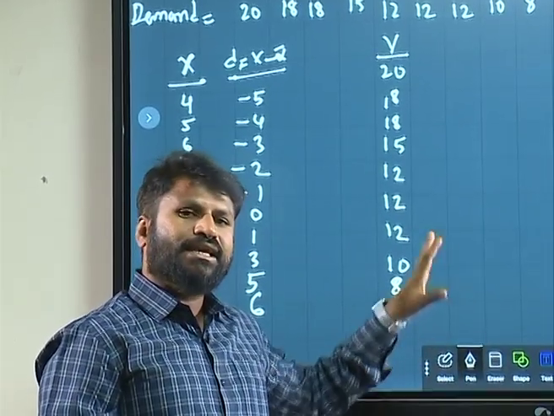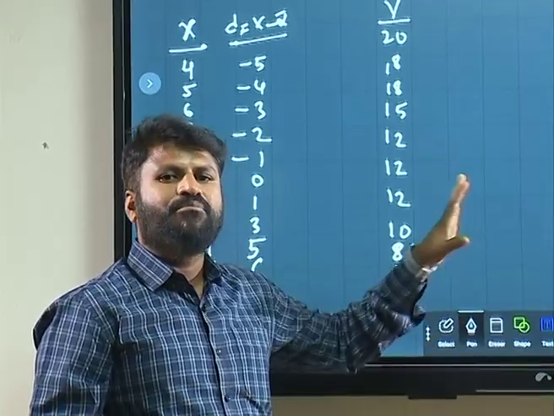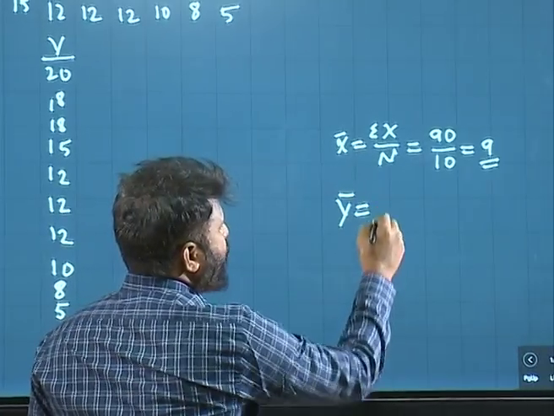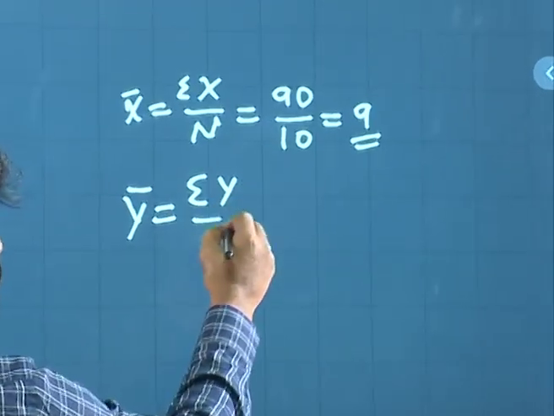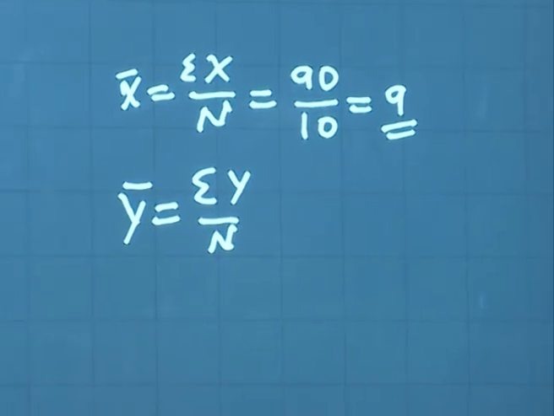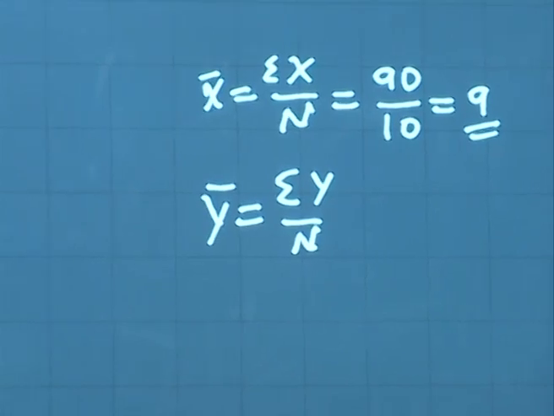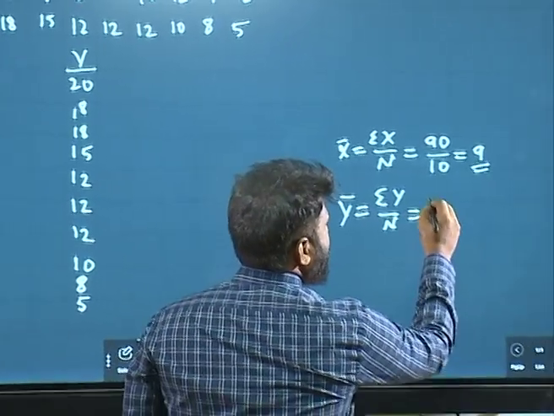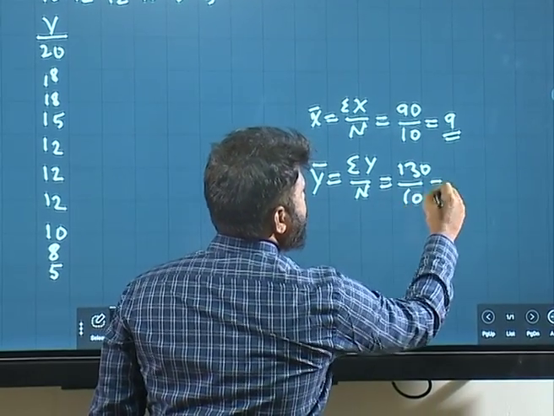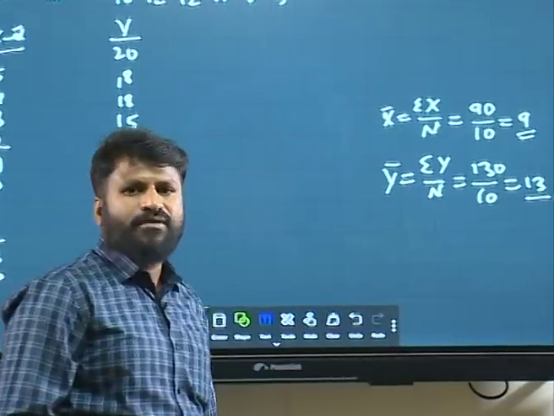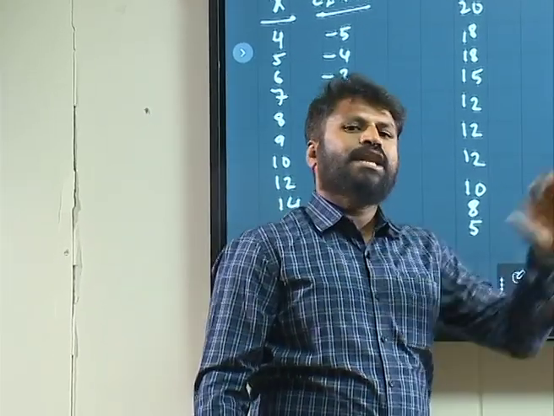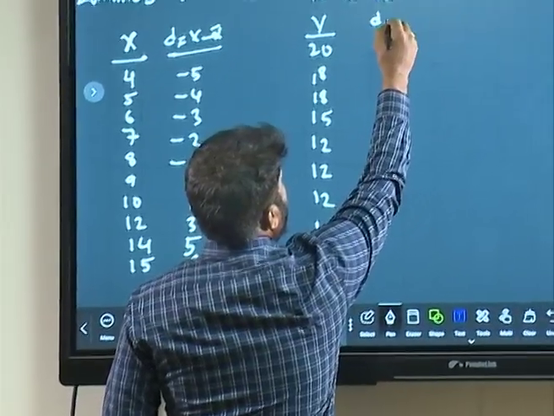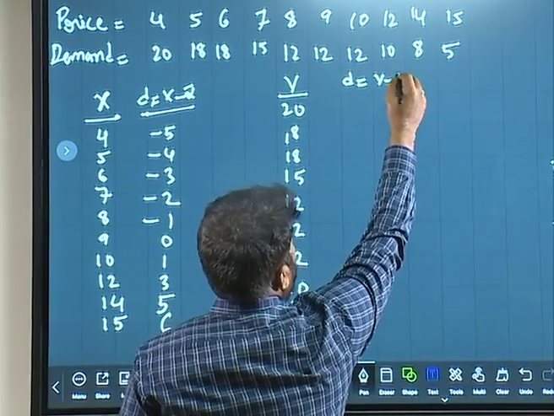Before calculating the y deviation, we have to calculate the mean value of y. The mean value is sigma y by n. So now we take the total aggregate of these y values, that is 130. So 130 divided by 10 values, bar y is equal to 13. With the help of that value, we find the d value. So d is equal to y minus bar y.